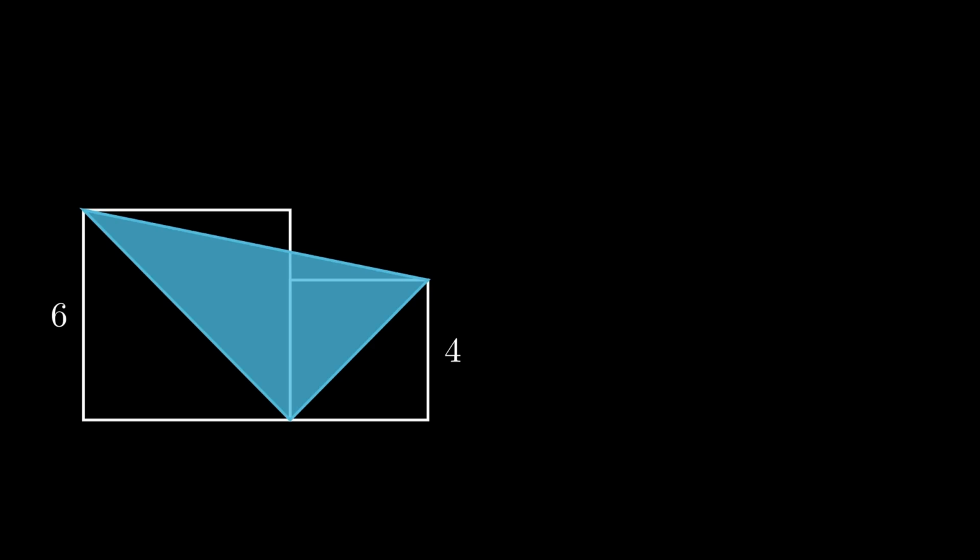Today, let's talk about a geometric question. Here we have two squares with the side length of 6 and 4. Can you solve the shaded area?